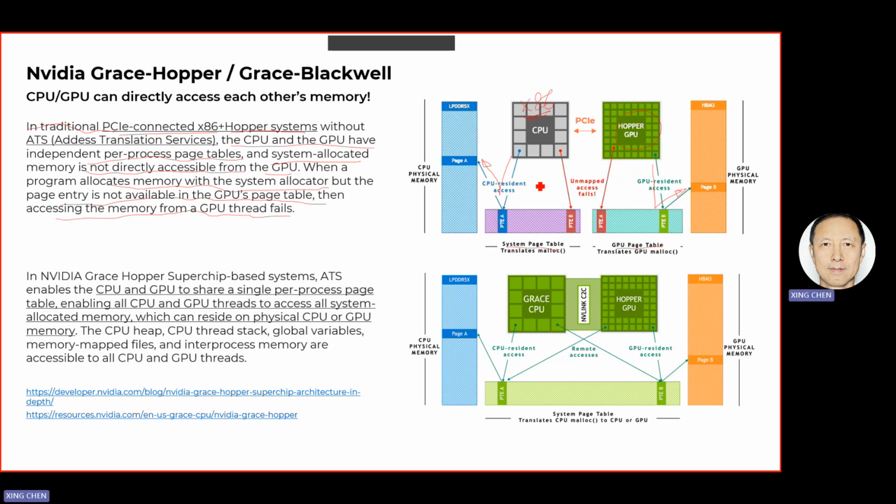But the fact is that with this kind of PCIe link between CPU and GPU, if there is no ATS, address translation service, then there is no possibility for the GPU to access the CPU's memory. It is not possible, and for the CPU to access the GPU's memory is not possible, because there is no address translation service for both the CPU and the GPU. It won't happen. It doesn't work.